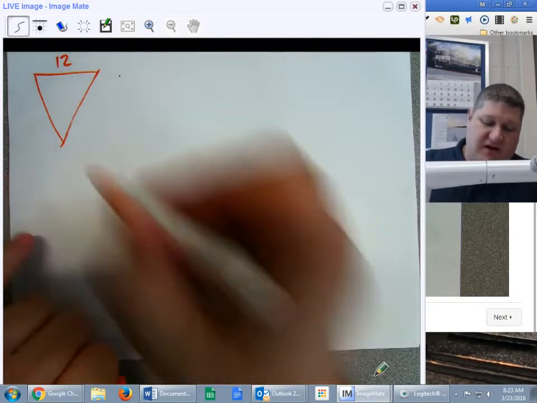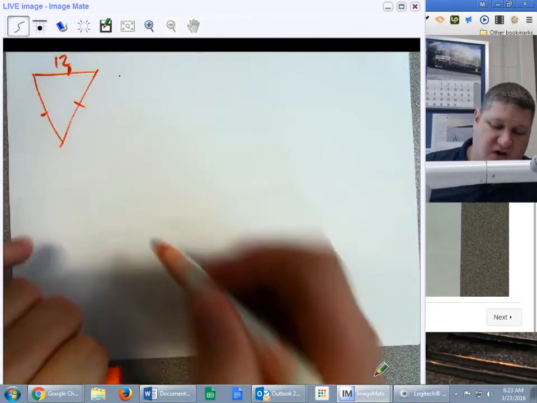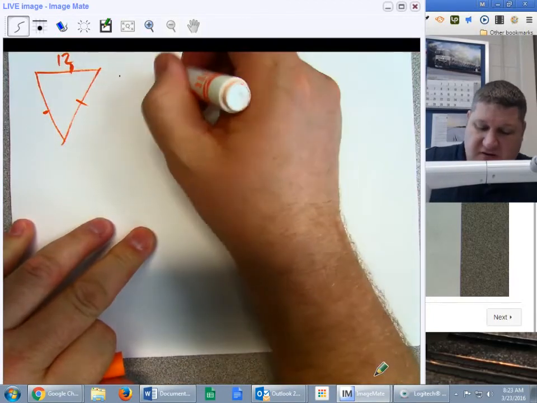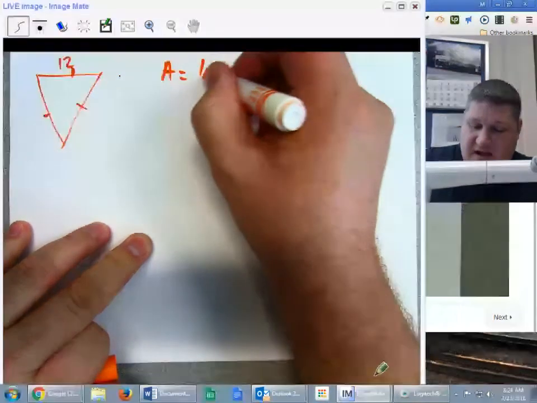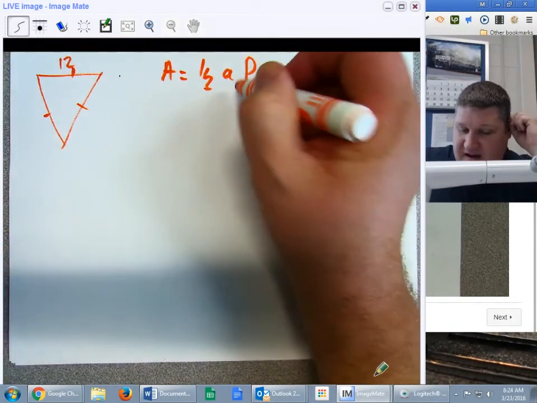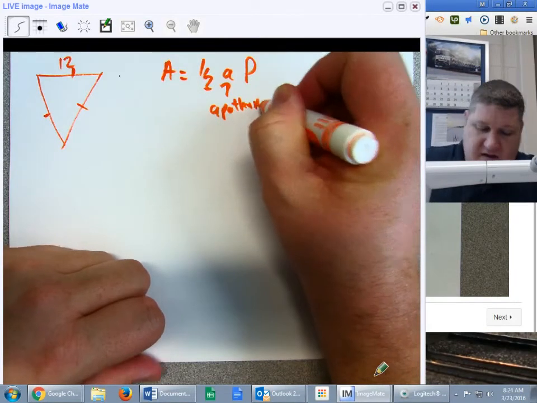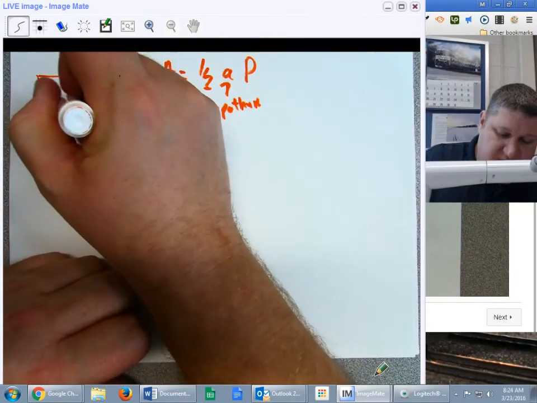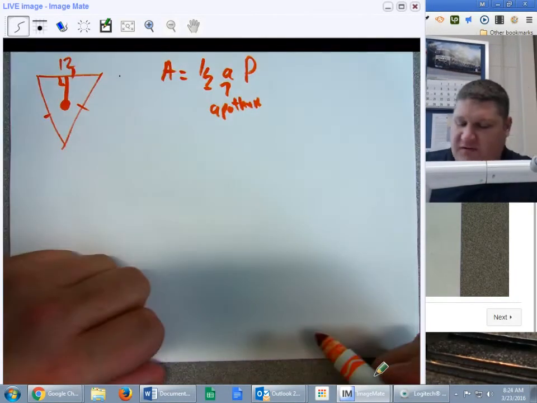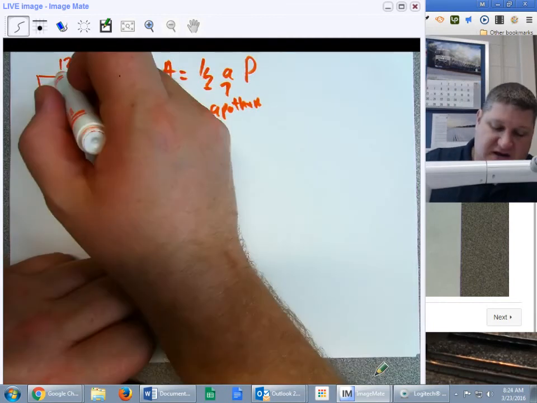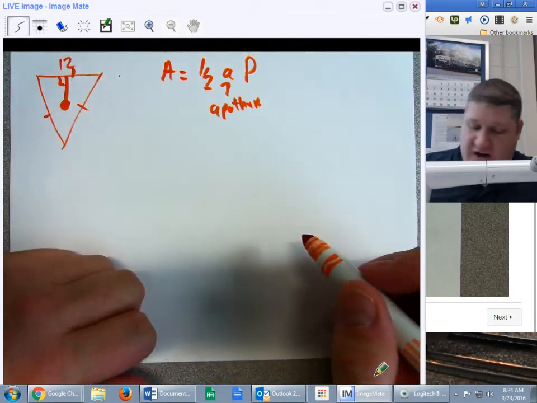Here we go. Got a regular triangle, one side of 12. The thing about it is area equals 1/2 AP, and A is apothem. An apothem goes from the center and makes a right angle with the opposite side. So what I need is the apothem of this triangle.